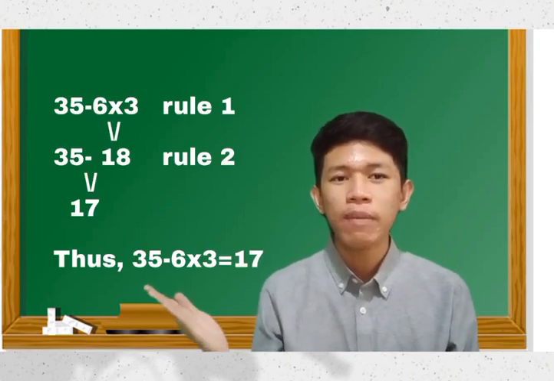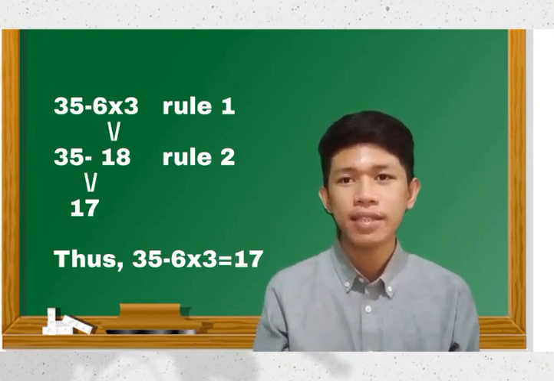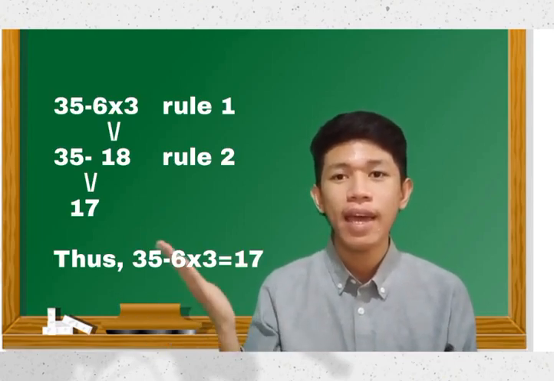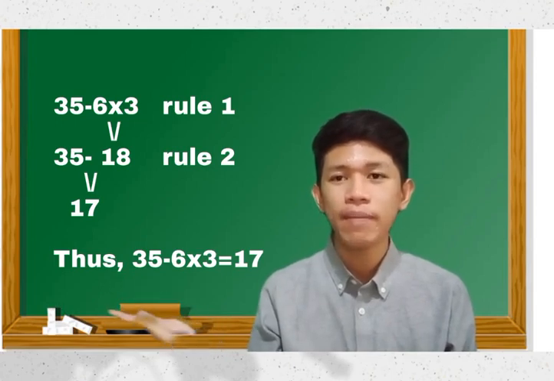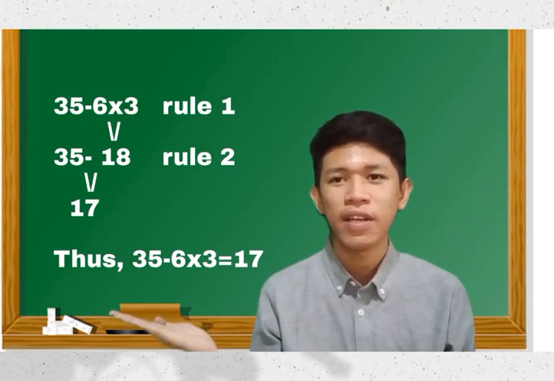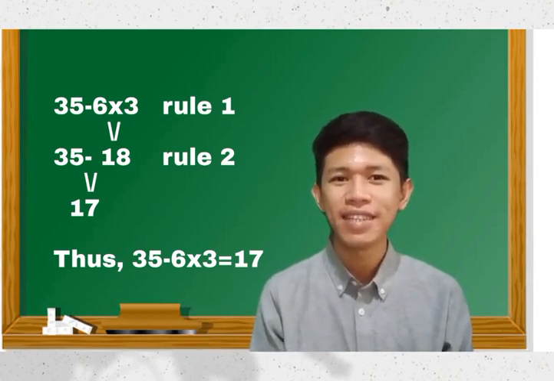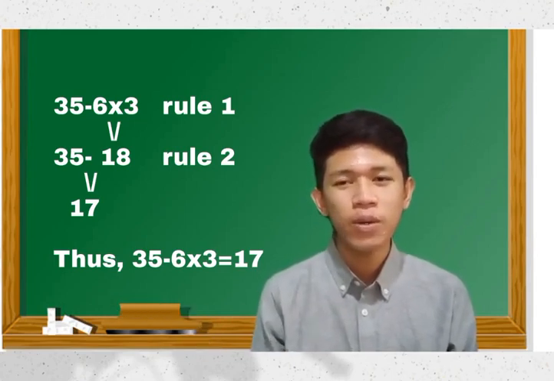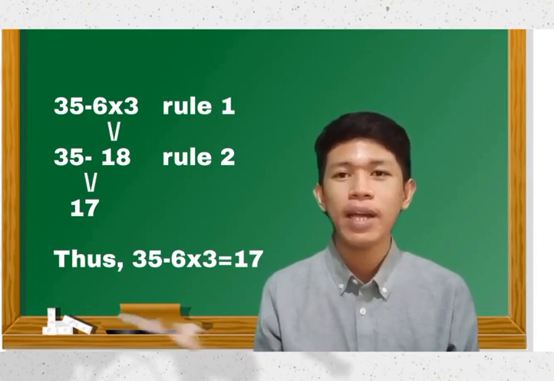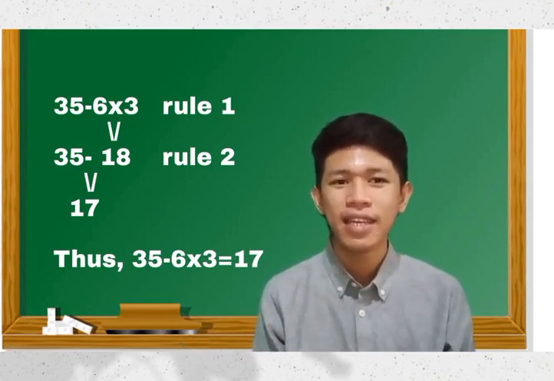Just like this. 35 minus 6 times 3. So we have to multiply first the 6 times 3. We get 18. So 35 minus 18 is equals to 17. Did you understand? So, thus, 35 minus 6 times 3 is equals to 17. Now, let's have another one.